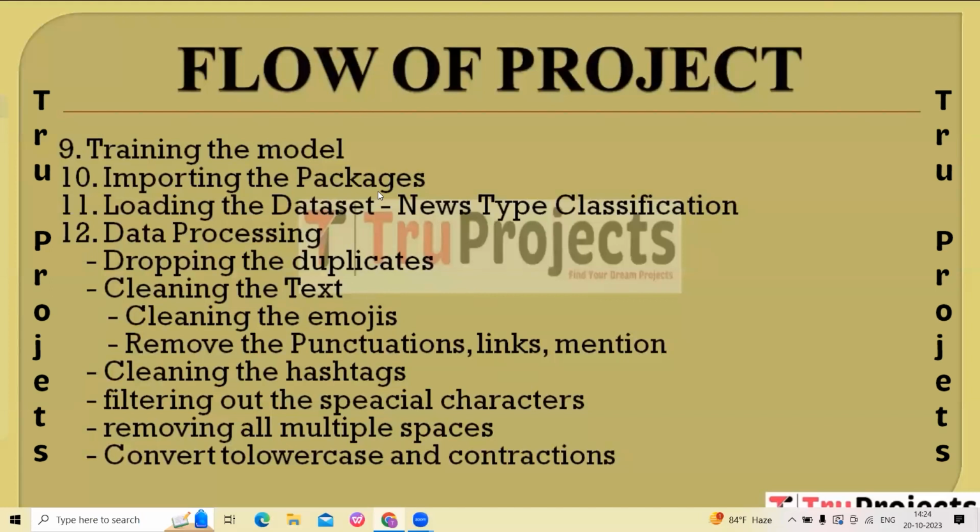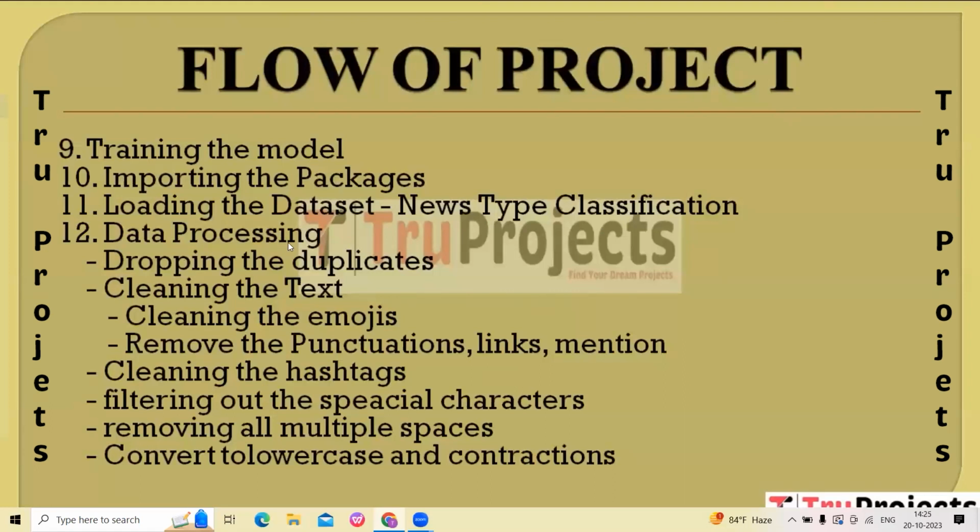Similar to step 1, this step involves importing the necessary libraries and packages for your Python environment. You may use packages like NumPy and Pandas and others for data manipulation and libraries like scikit-learn for machine learning. Next, we have loading the dataset, news type classification. In this step, you load your dataset which contains news articles and their corresponding labels, that is news types or categories.